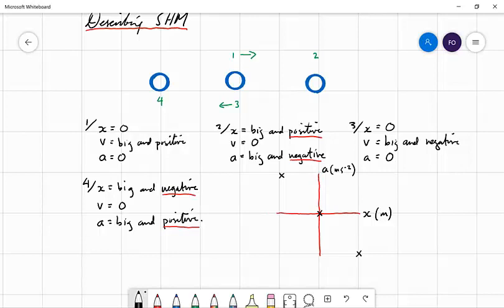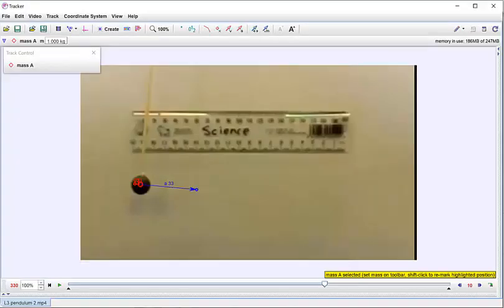And now we haven't really proved this, but I will in a moment. The relationship here is a straight line relationship. In other words, the acceleration is proportional to the displacement. So if we double the displacement, the acceleration will also double. We can show that here using this tracking software.